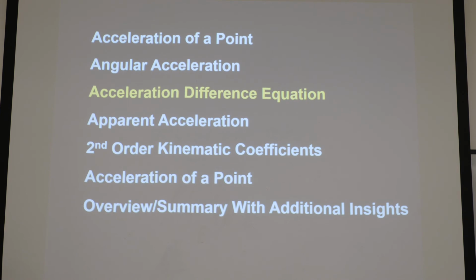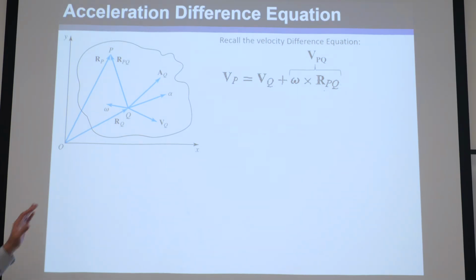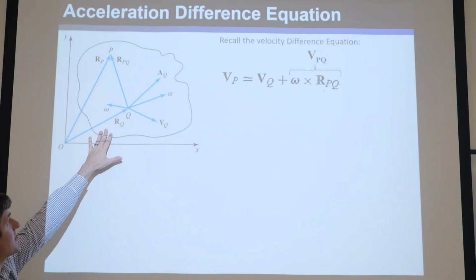This is like when you're marching, remember the velocity difference equation, from point P to point Q on the same body, but they're not coincident, and you want to march from some velocity at P to the velocity at Q, two points on the same body.